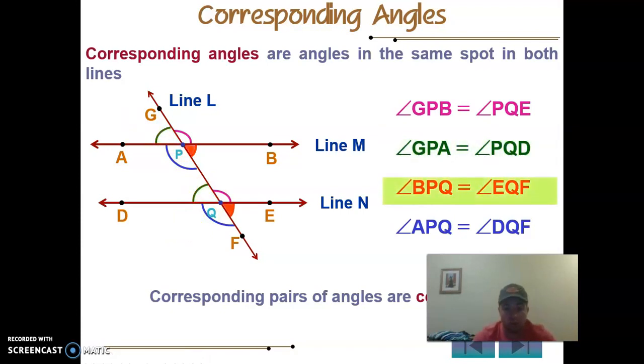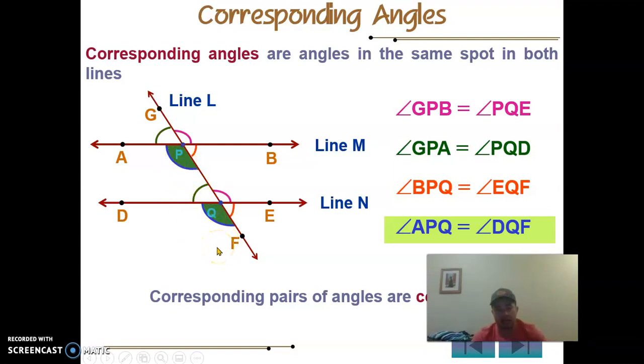And we have the two orange angles. They're both in the same spot below their line and on the right-hand side, and I could translate. And then we have these other two green angles with the blue. They're both in the same spot below their lines on the left-hand side, and I could translate. So corresponding angles, angles that are in the same spot in both lines, and they are congruent, which means they are the same.